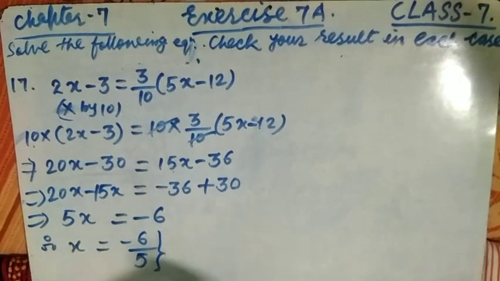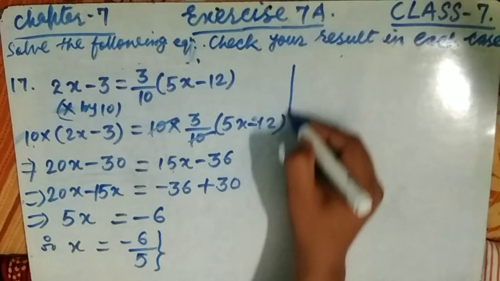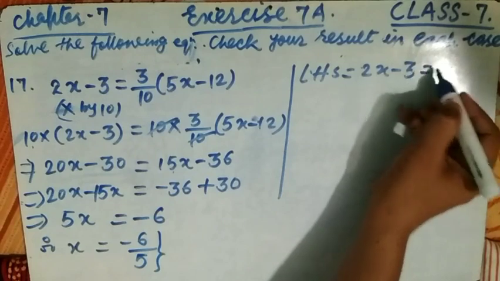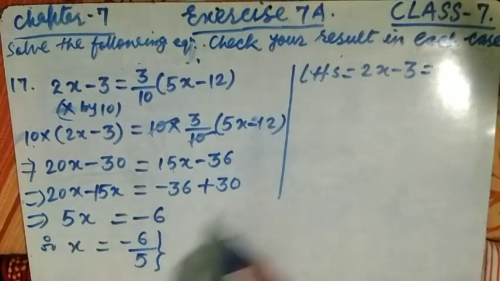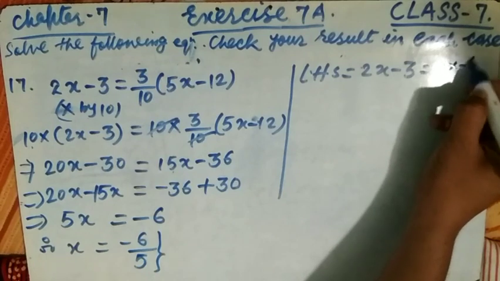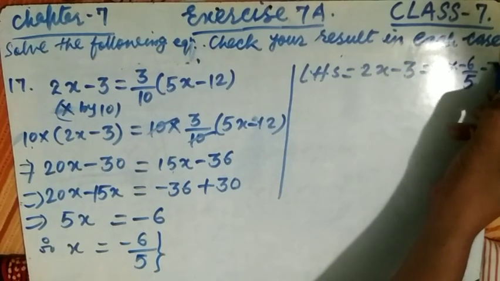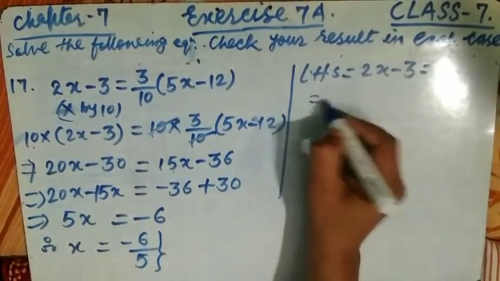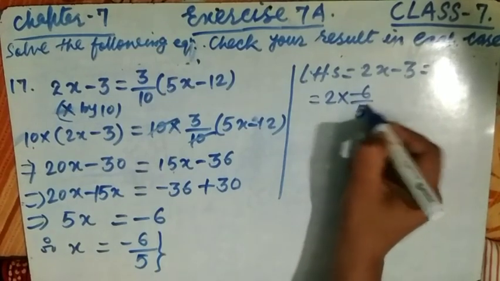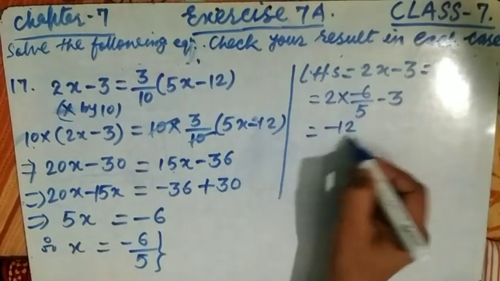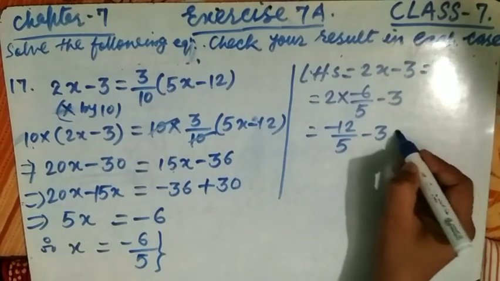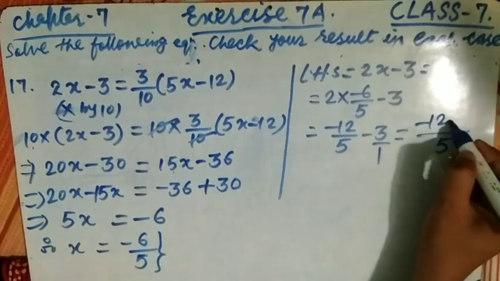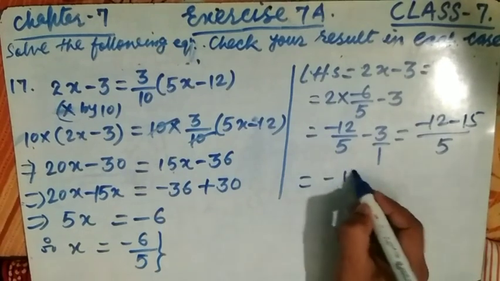Now let me check the value. LHS, the left-hand side, is 2x minus 3. Put the value of x as minus 6 by 5, and here is the minus 3. So 2 multiplied by minus 6 by 5 minus 3 is minus 12 by 5 minus 3. Now take the LCM of 5 and 1, which is 5. 5 divided by 5 is 1, minus 12 as it is, and minus 15. This is minus 27 by 5.